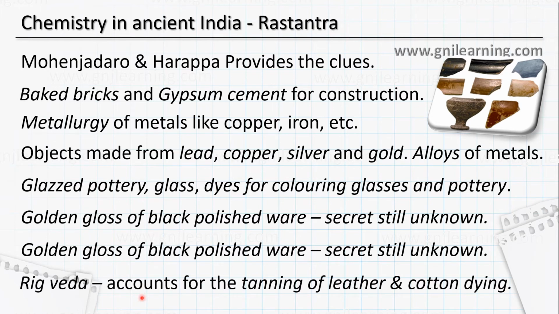And in the Rig Veda, there are accounts of the tanning of leather and cotton dyeing. Tanning of leather: we know that the leather we use in our bags, in our purses, etc., is actually animal skin. We call it animal hides, and these animal hides are hardened. That's the leather. So in the Rig Veda there are accounts of how to tan leather and also to dye fabrics, that is, dyeing of clothes, how to produce color on the clothes. So all these things were there in ancient India.